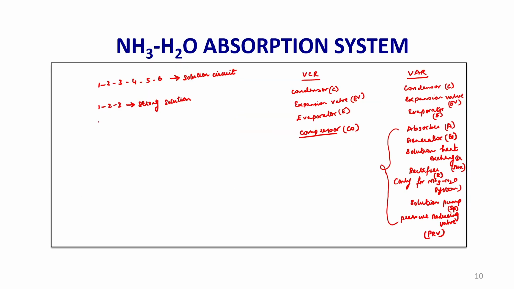So, strong solution, 4 to 5 and 5 to 6 is weak solution. In this, this is strong solution and this is weak solution, and the refrigerant circuit is 7, 9, 10, 11, 12. Of course, this is refrigerant.